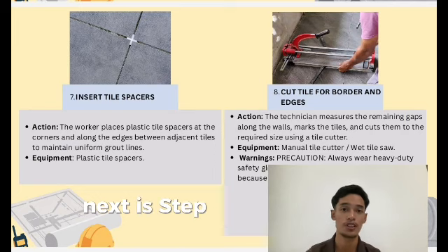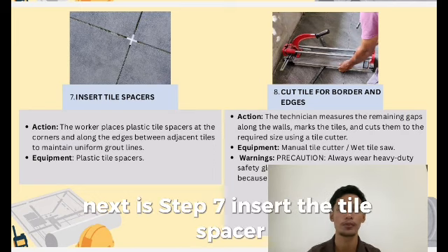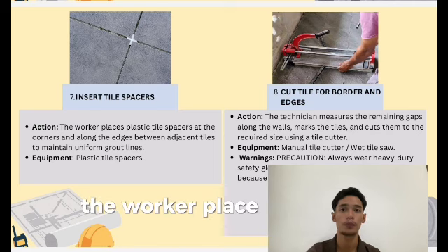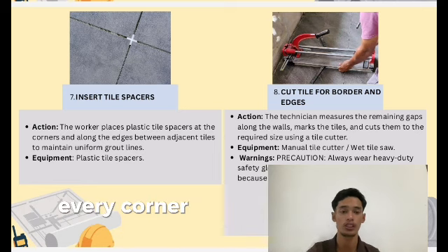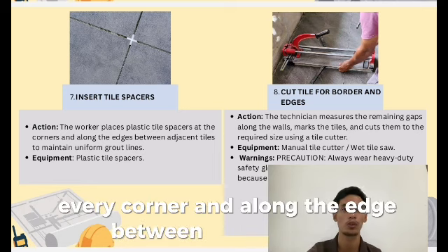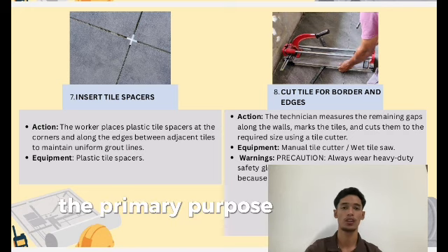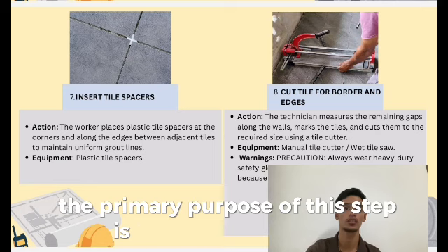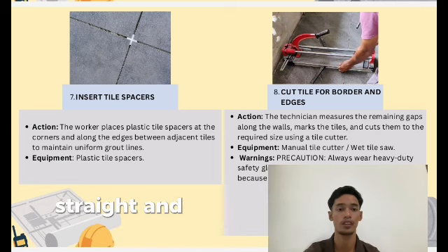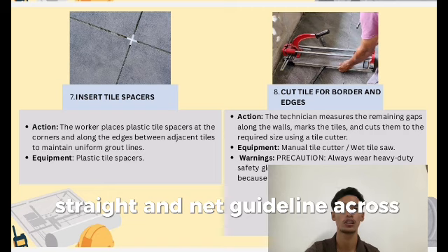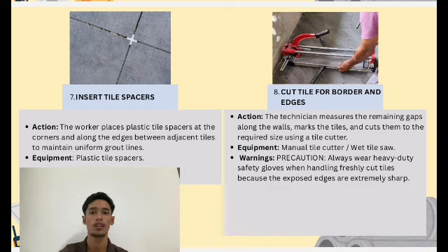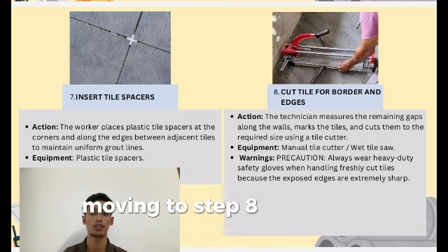Next is step 7. Insert the tile spacer. The worker places plastic tile spacers at every corner and along the edge between adjacent tiles. The primary purpose of this step is to maintain uniform, straight, and neat grout lines across the entire floor. Moving to step 8, cut tile for border and edge.